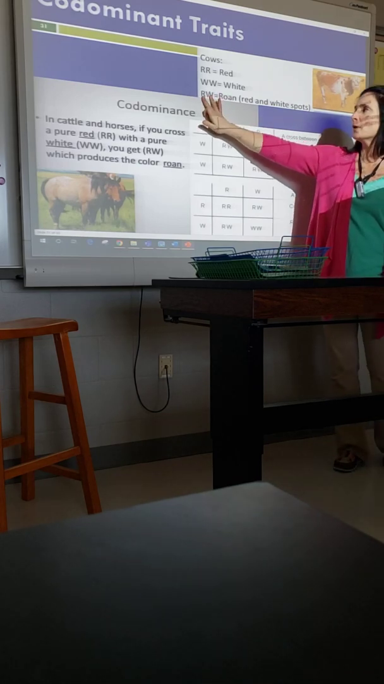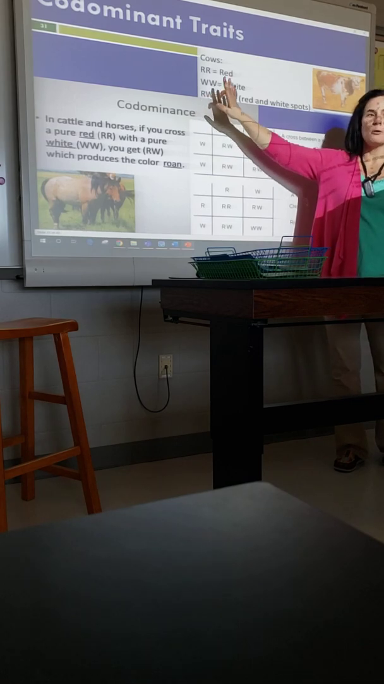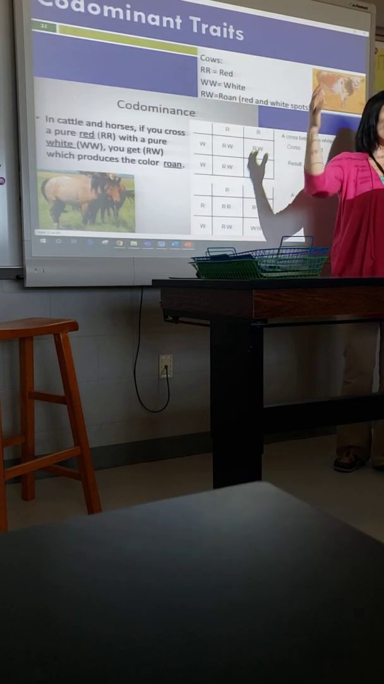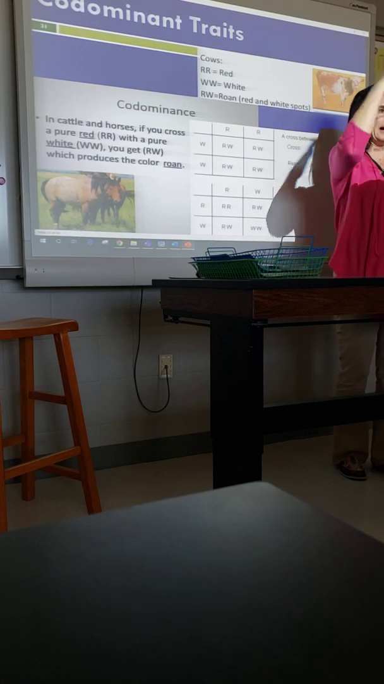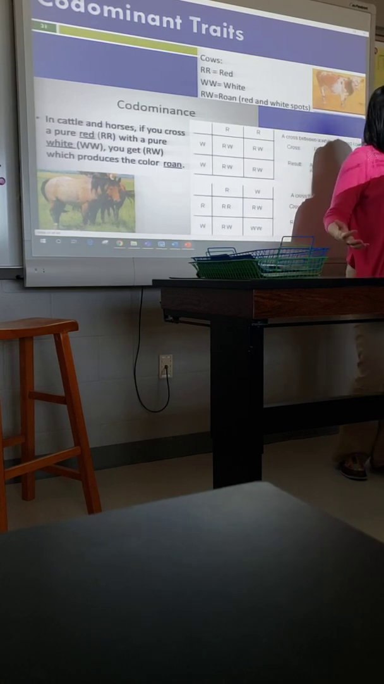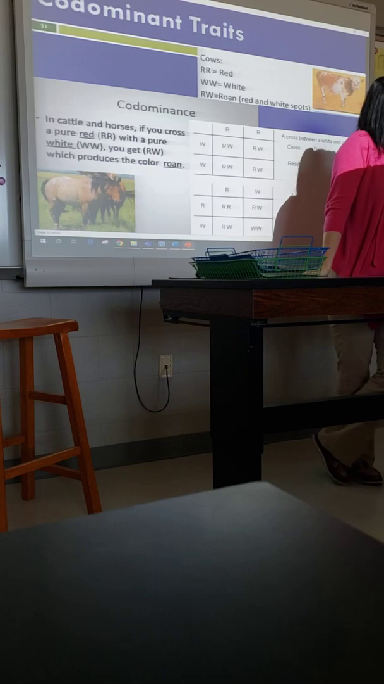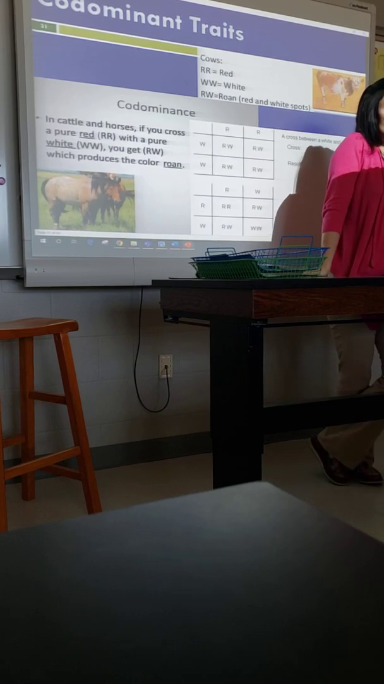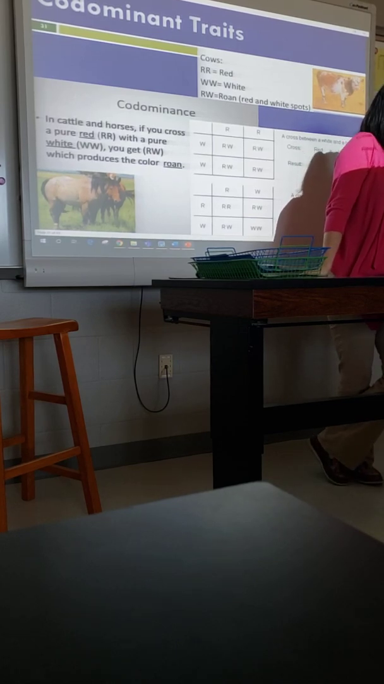So if they have both dominant letters, both of those traits are going to show. One doesn't dominate or cover up the other. That's what happened when we had a recessive. Neither one of them is recessive. So if there's no recessive and they're both there, they're both going to show.